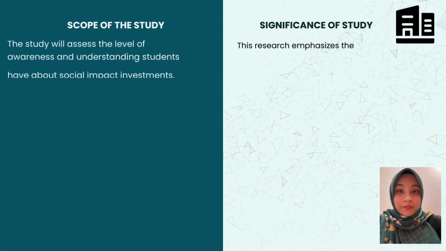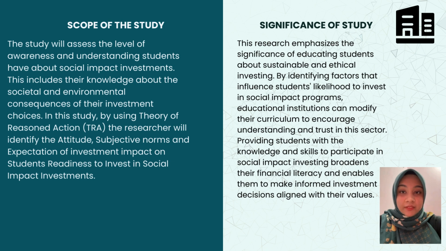Next, we will talk about the scope of the study and the significance of the study. So for the first one is the scope of the study, which is the study will assess the level of awareness and understanding students have about social impact investment. This includes their knowledge about the societal and environmental consequences of their investment choices. In this study, by using theory of reasoned action, which is TRA, the researcher will identify the attitude, subjective norm, and expectation of investment impact on students' readiness to invest in social impact investment.